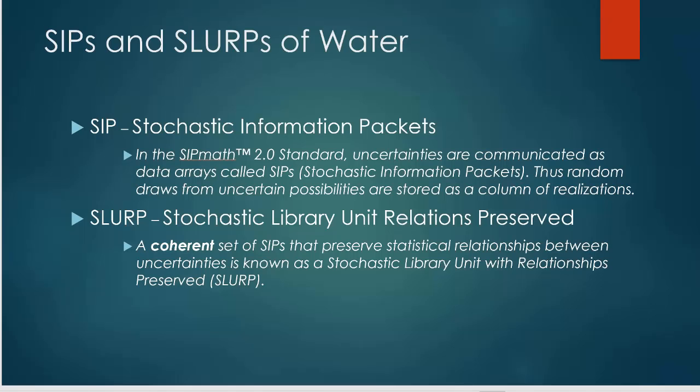In terms of calculating and combining uncertainties, I could not prevent myself from using the backronyms that Sam Savage came up with, SIPs and SLURPs, applied to water. That was just too much to pass up. So a SIP is a stochastic information packet, and a SLURP is a stochastic library with unit relations preserved, which allows for joint causation to be preserved when you're doing probabilistic modeling.